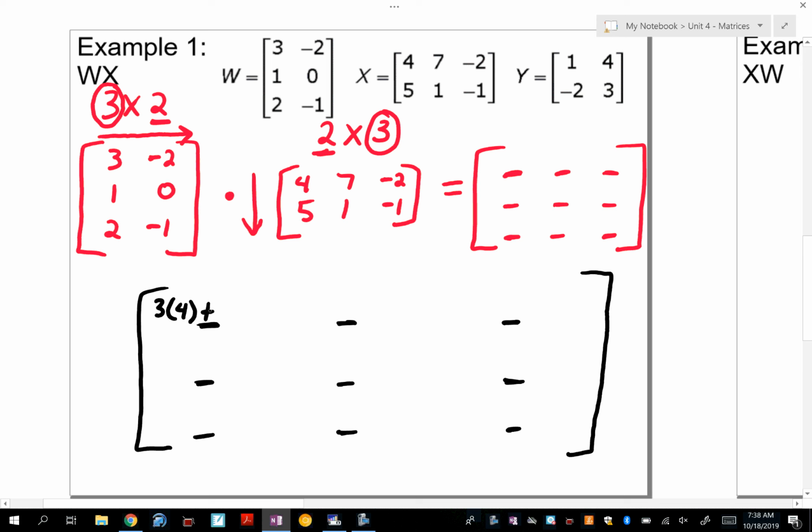plus, now follow your arrows, right? I just did 3 times 4. If I follow my arrows, I'm going to move to which number? Negative 2. Follow my arrows, I'm going to move to 5. So plus negative 2 times 5. That is one number in our answer matrix.